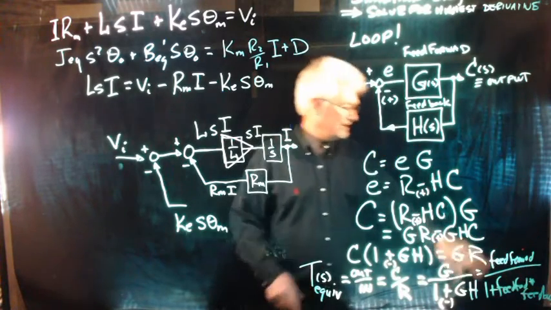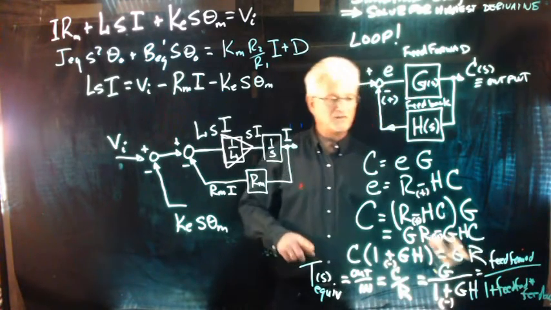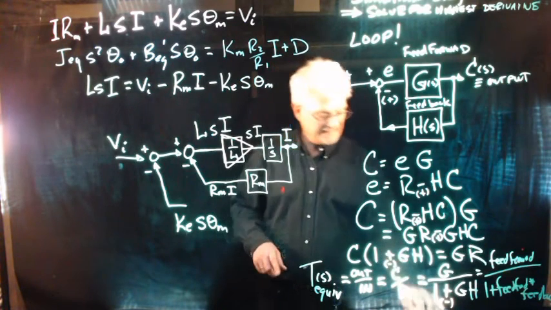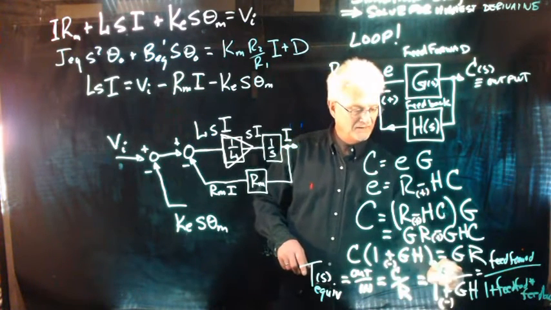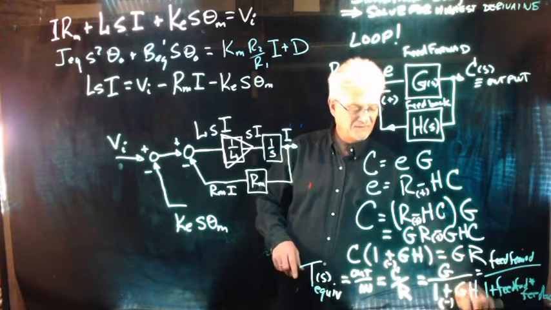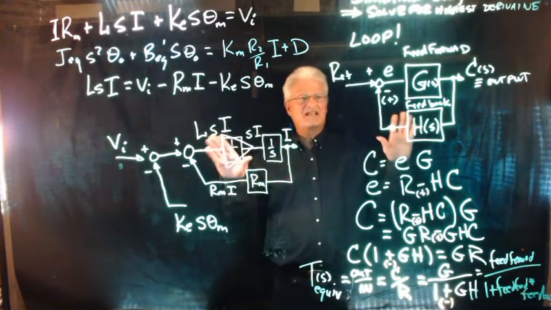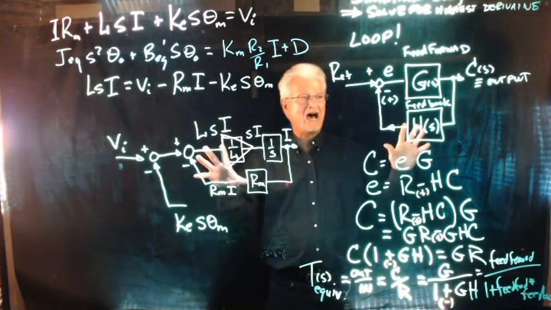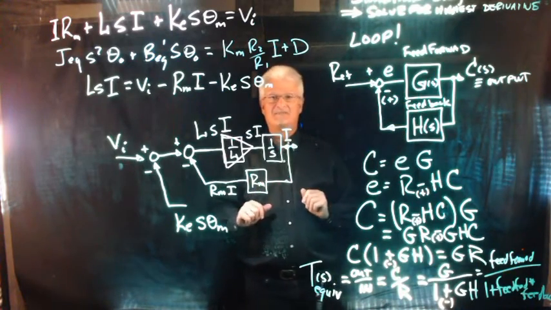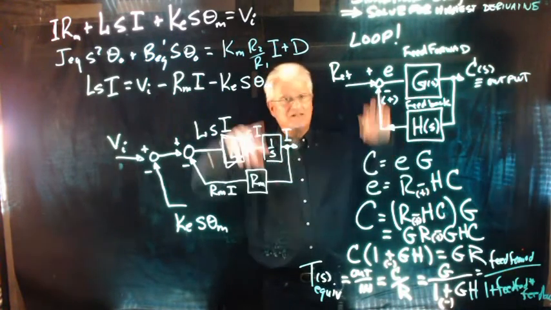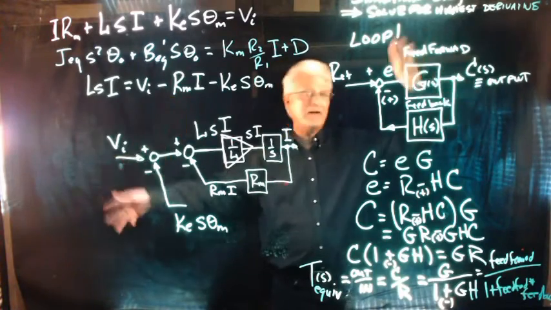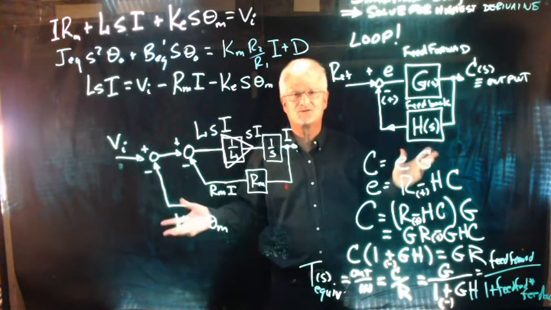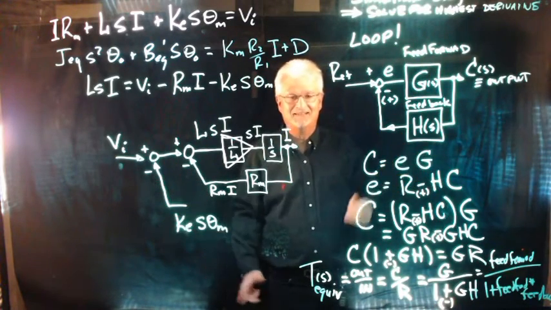Feed forward over 1 plus the feed forward times the feedback. That's this equation right here. So in the most general sense, that is how you reduce loops. Whenever you see a loop, you go, I see a loop, I'm going to reduce it. Because that's control systems; that's what we guys do.